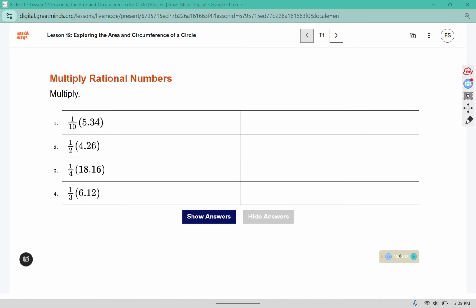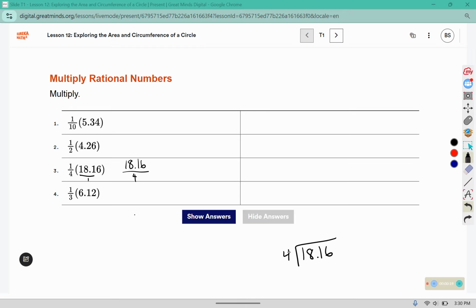So in this problem, it asks us to multiply. So if we were to multiply, 1 times 18.16 would be 18.16. And then the denominator, 4 times 1 is 4. So we can divide. 4 fits into 18 4 times.